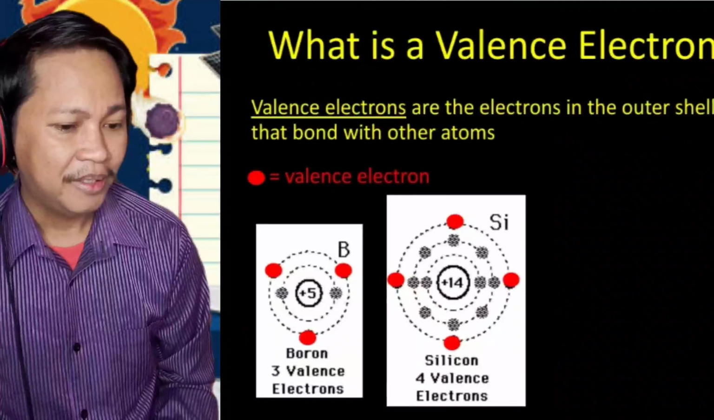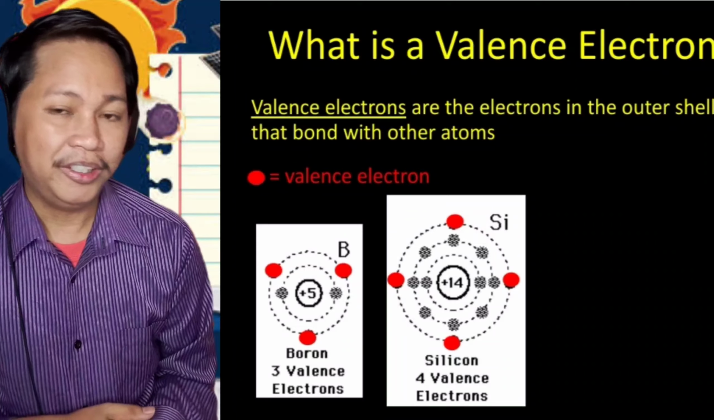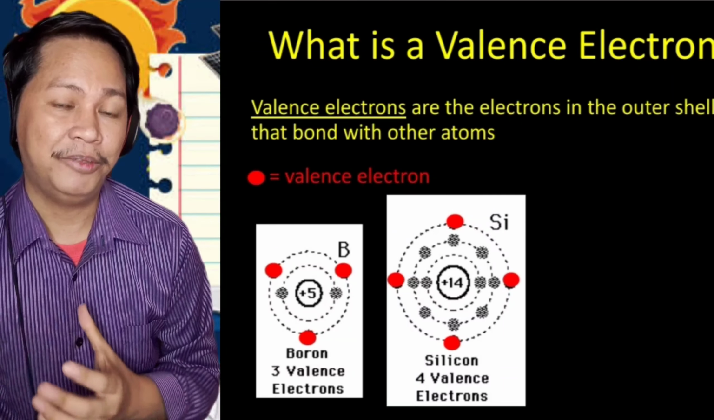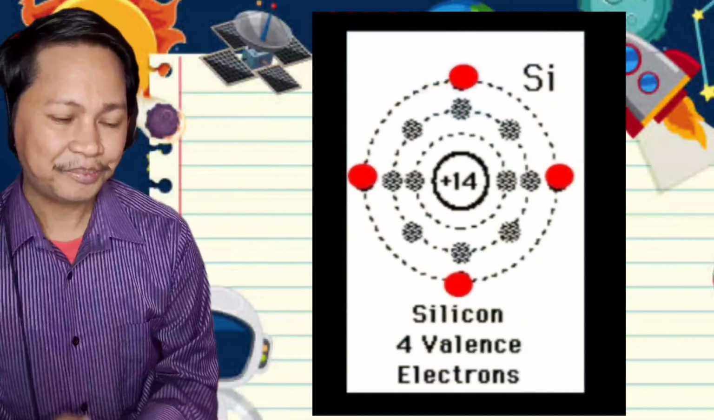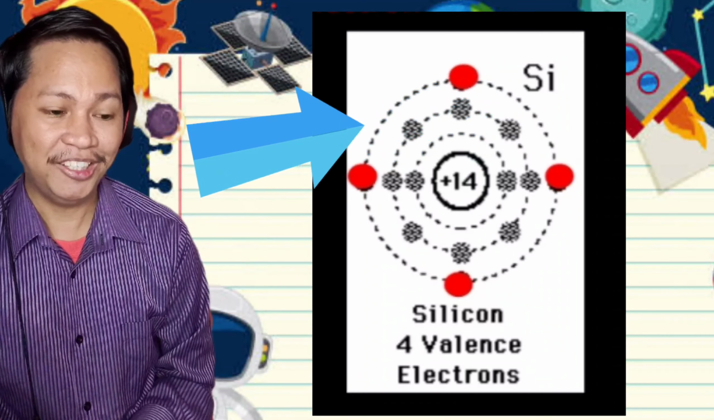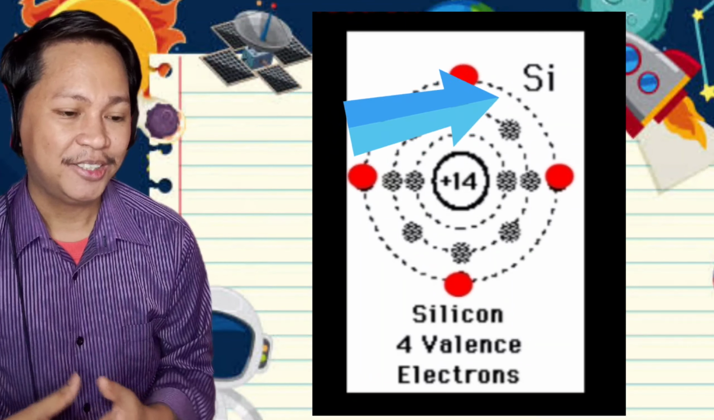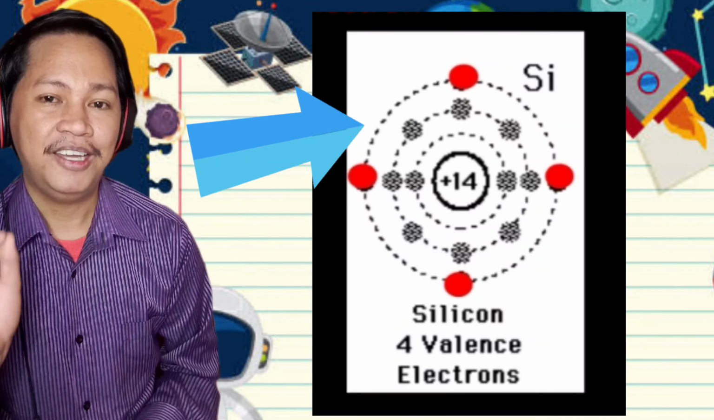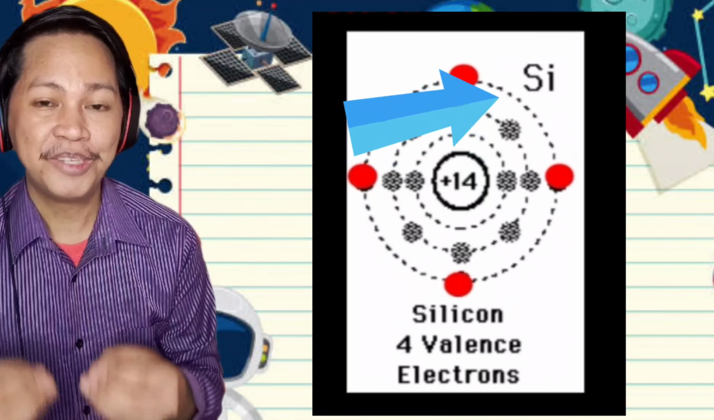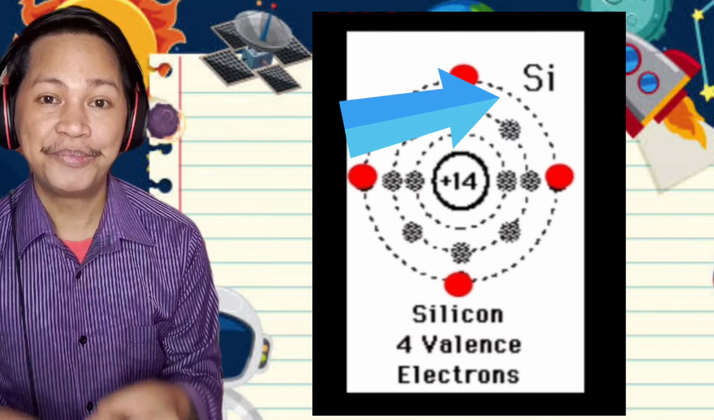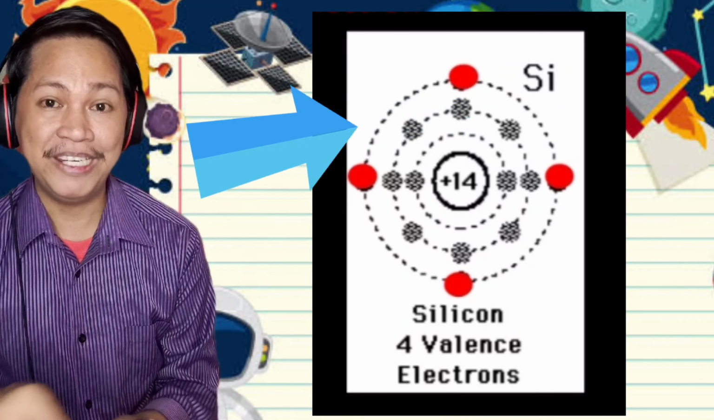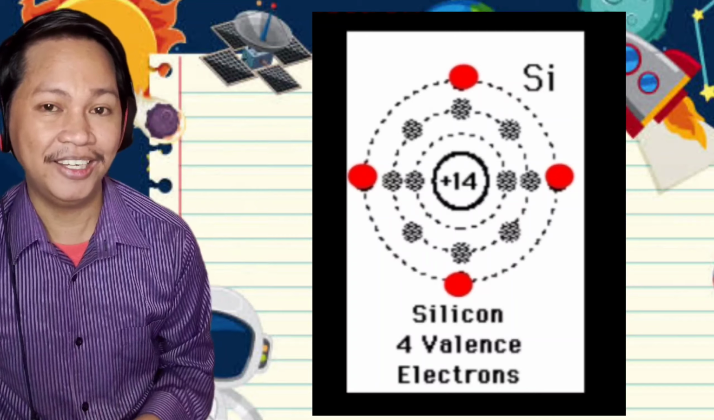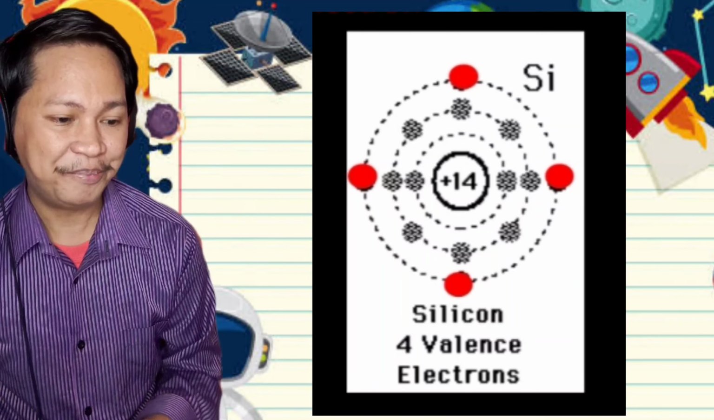For the second atom or element, we have here silicon. So, 14 is the atomic number if you're going to check in the periodic table. So, let's go straight to the outermost shell, yung pinaka-outside ring. We have 4 red dots. Meaning to say, class, silicon has 4 valence electrons. It has 4 outermost electrons. Yung pinaka-last na ring, that is the outermost shell.